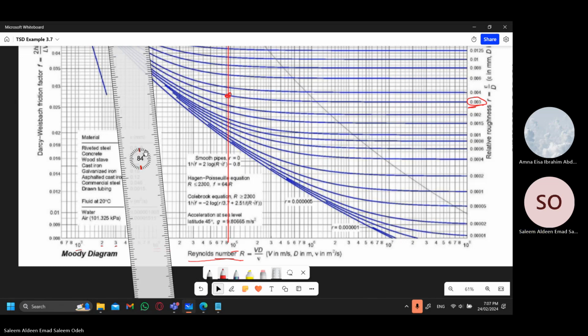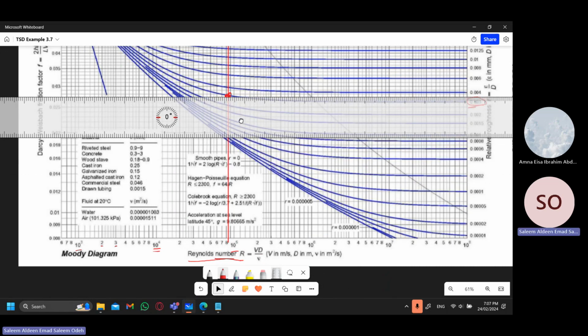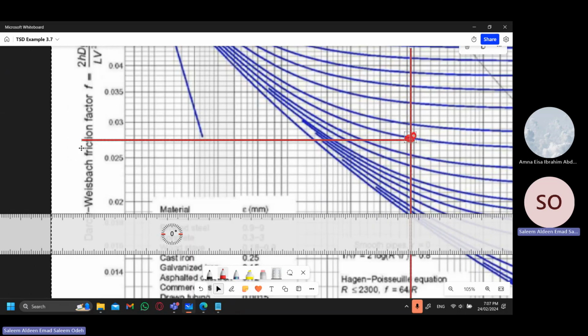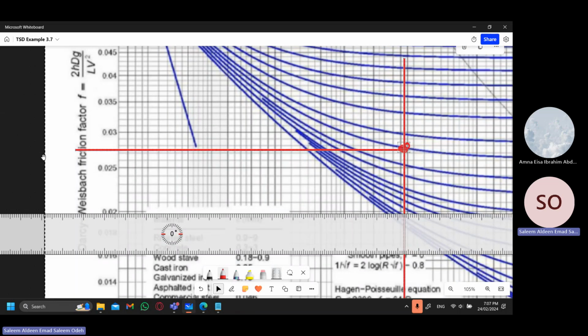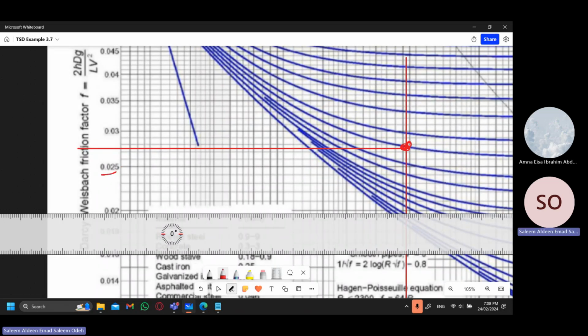Once we reach this point, we will go directly to the left. This value is the friction factor. Now here we have 0.025 and 0.03, and it goes in increments of 0.002, so it's 0.026, 0.028. Sorry, I forgot the 0. So this is approximately halfway between, so it would be safe to assume that it's 0.0275.